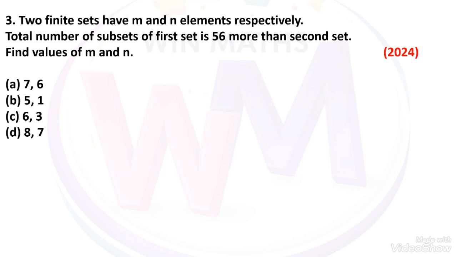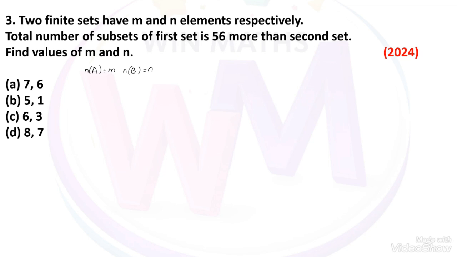Third question. Two finite sets have m and n elements respectively. The total number of subsets of the first set is 56 more than the second set. Then we have to find the values of m and n. First, consider the two finite sets as A and B. A is a finite set, and B is another set. So n of A is equal to m elements, and the set B has n elements respectively.